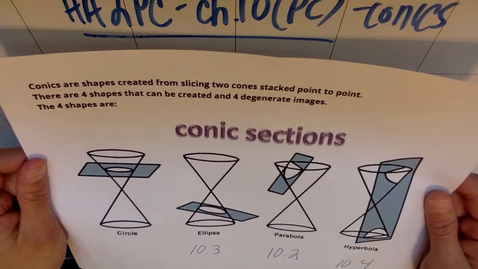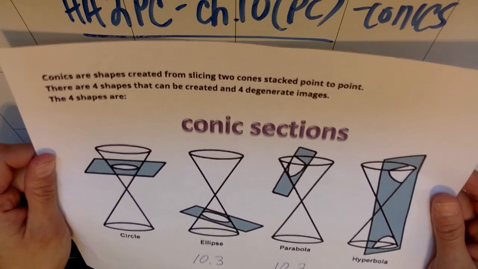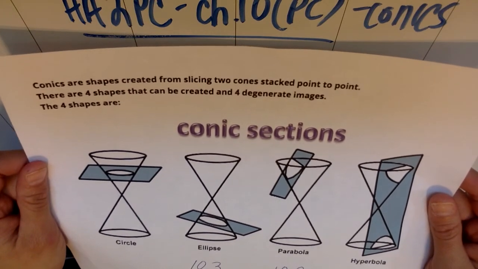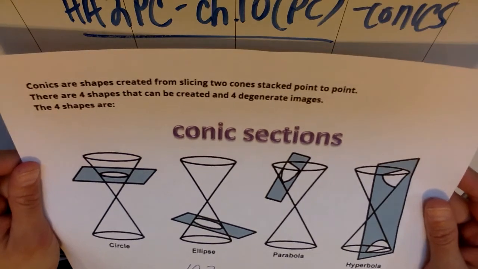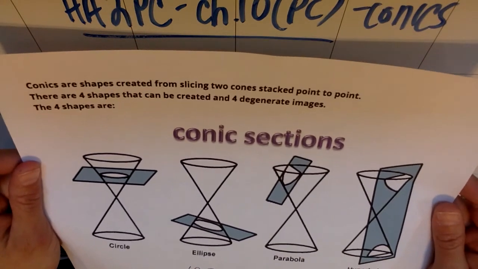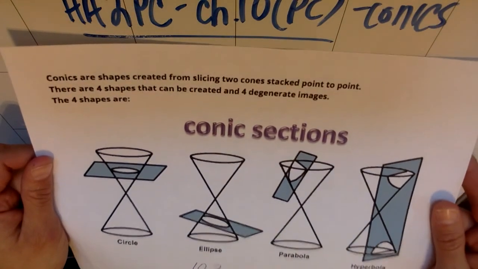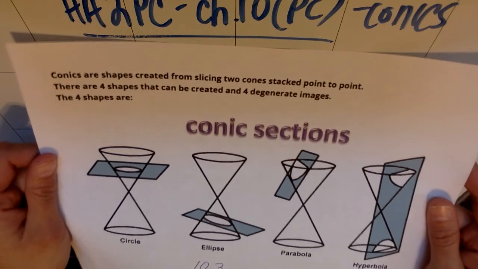So conics are so called because they're shapes that are created by taking this sort of hourglass shape, these two cones stacked atop each other, point to point, right? And think of it as a piece of paper or a plane or whatever you want to think of it as, but you're cutting through those two cones to make a shape, and the cross section of the area that you cut becomes this shape that we call a conic.